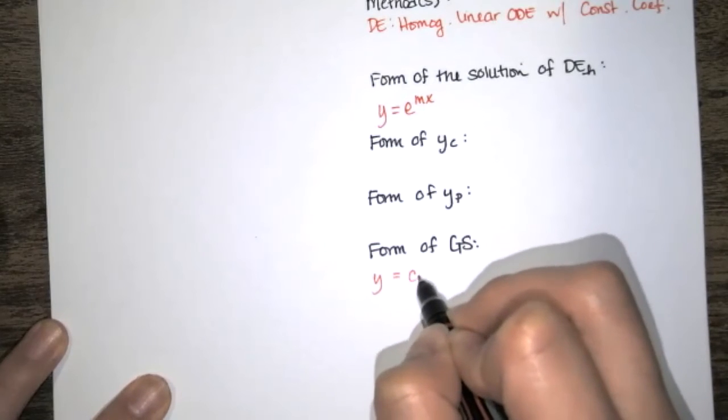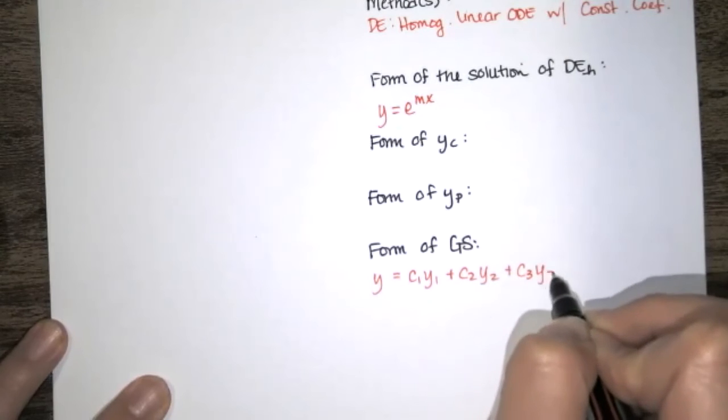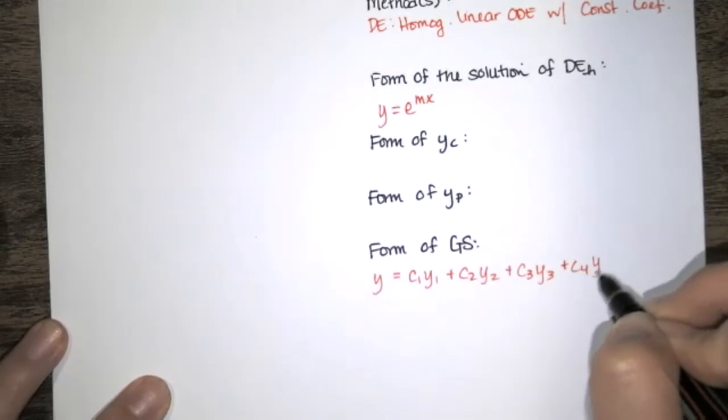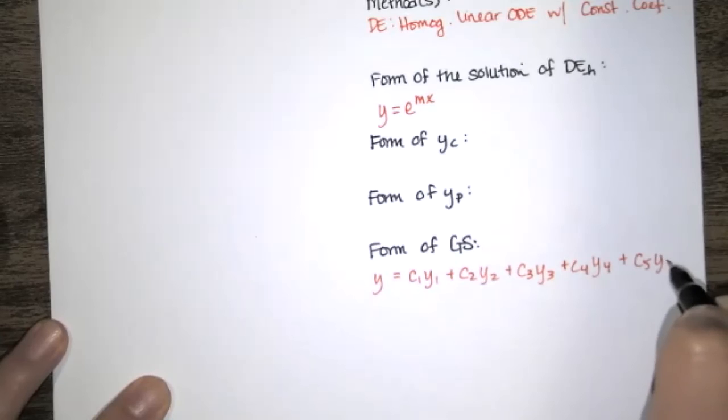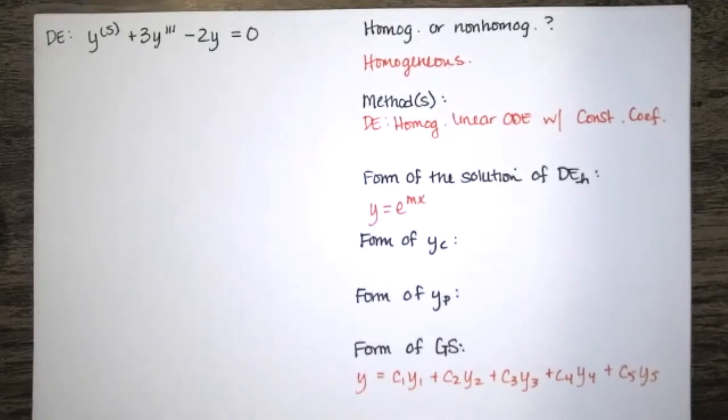So y will equal c1 y1 plus c2 y2 plus c3 y3 plus c4 y4 plus c sub 5 y sub 5. We take our 5 linearly independent solutions, we multiply them by constants, and we add them together. And that is the form of the general solution. So that is the end of problem number 2 from quiz number 6. Let me know if you guys have any questions.